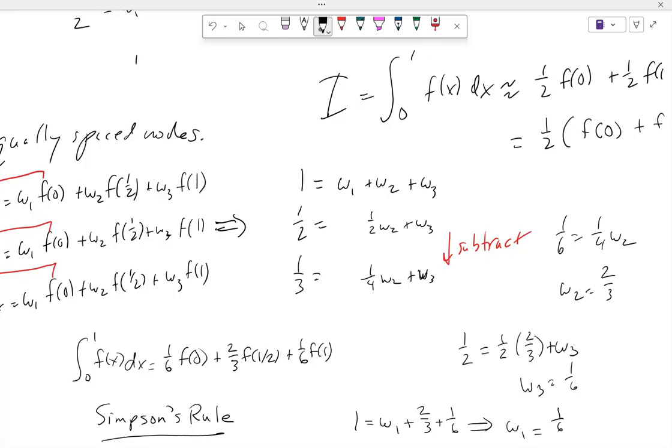Now, if you remember Simpson's rule back from Calc 2, assuming you covered it back in Calc 2, this might look a little bit different.